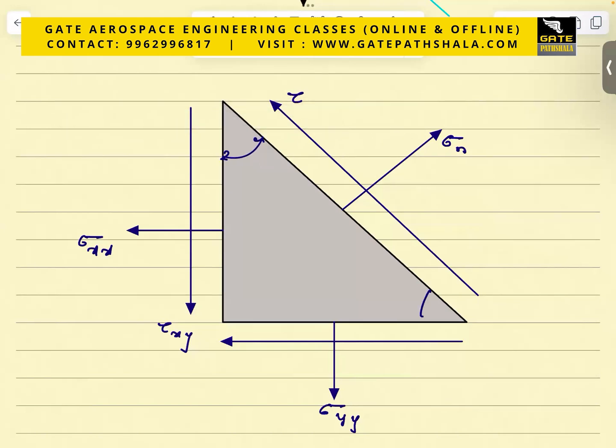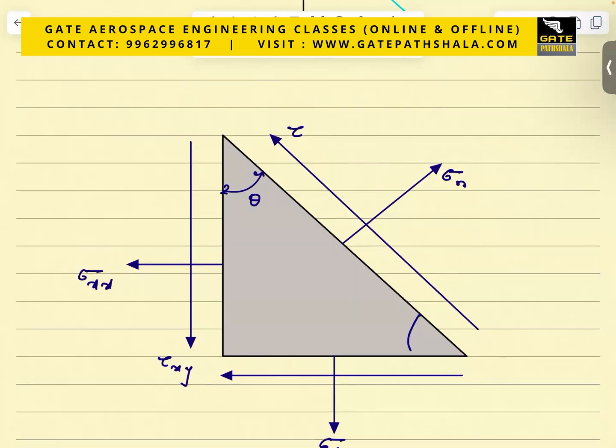So in some textbooks, they will try to take the angle here. So if you take the angle here, what is the angle? Is it theta or 90 minus theta? Come on. What is the angle at this location now? 90 minus theta. Okay.